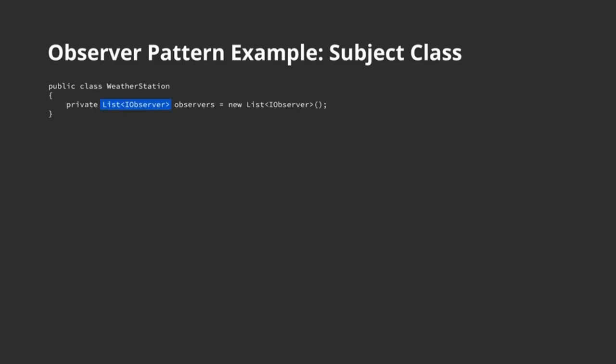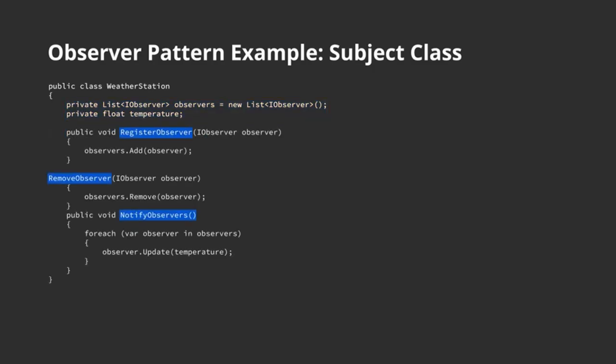The next step is to create the weather station class, which acts as the subject. This class manages a list of iObserver instances and is responsible for notifying all registered observers whenever there's a change in its internal state, like a temperature update. It has a private list member called observers that can hold iObserver interface objects. It also has a private member called temperature that holds temperature values.